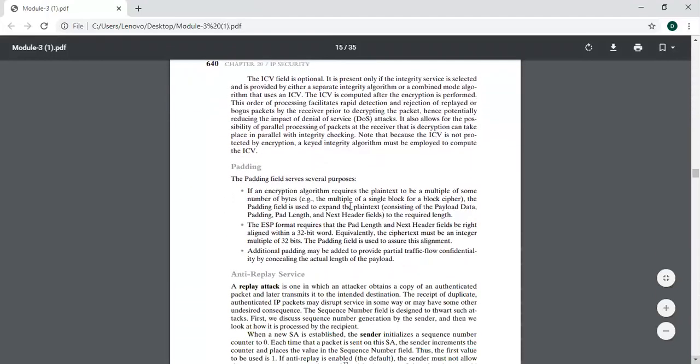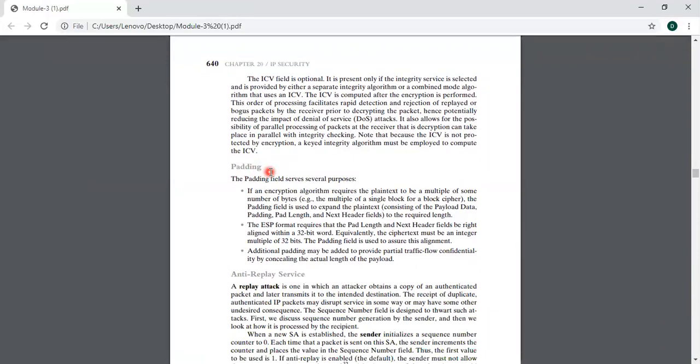Next topic is padding. As we discussed, padding is nothing but the unused portion. The padding field serves several purposes. One is that it is used to expand plain text to the required length. If there is some original data that I want to extend, then this padding can be used.